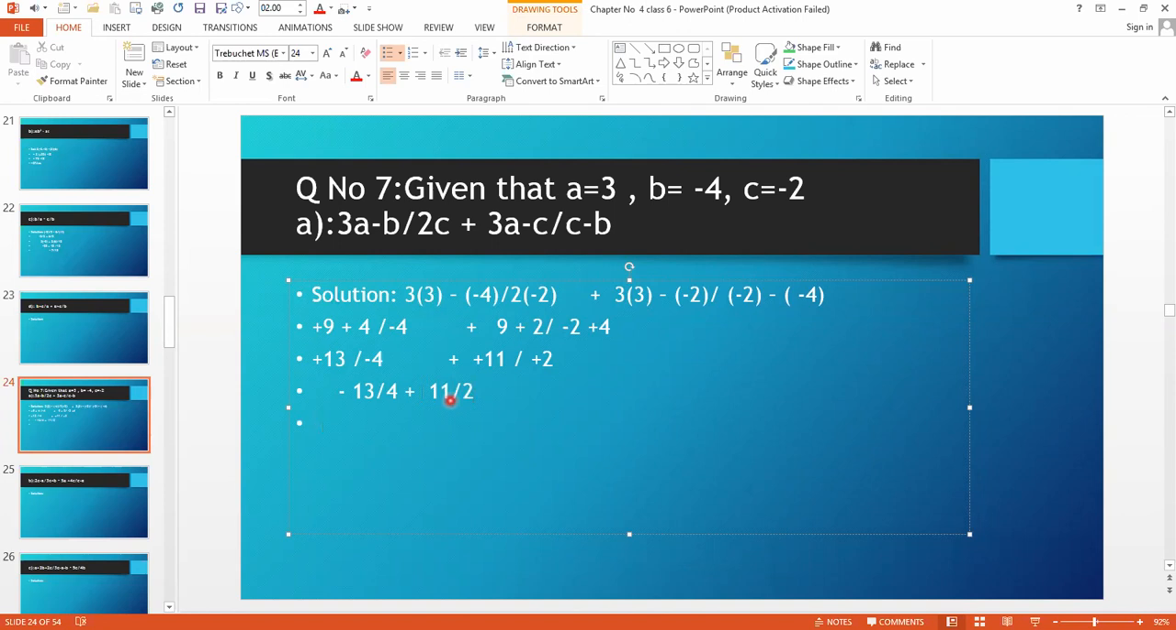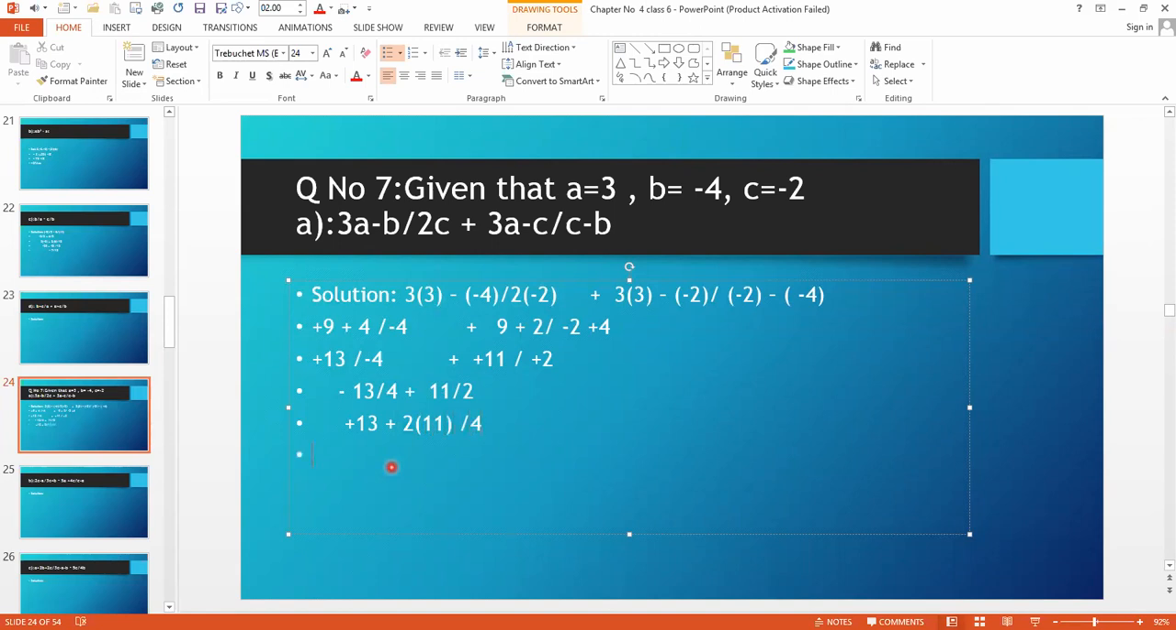Now in the next step we have to take the LCM in order to solve it. What is the LCM of 4 and 2? Look at the smaller number. In the 2 times table 4 will come, yes, 2 twos are 4. So it means the LCM of 4 and 2 is equal to 4. So here I have to write plus 13. In the 2 times table, 4 will come at 2 times, so I have to multiply this 11 with this 2. And the LCM is 4.